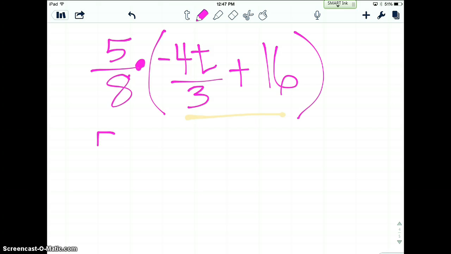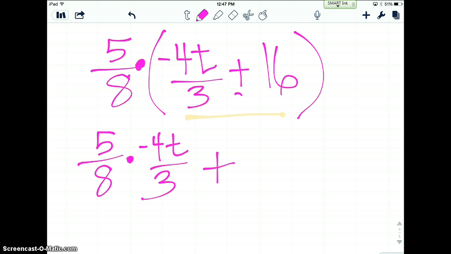So I'm going to write this out. I have 5/8 times my first term of -4t over 3. And bring down that plus sign. I have 5/8 being multiplied with the second term of 16. Now calm down. This is going to be fine. You have fractions. You know how to multiply with fractions.